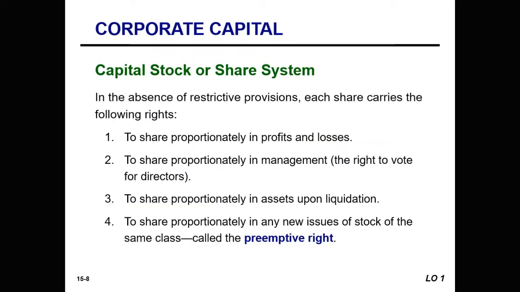Now we're going to move forward to kind of talk a little bit about the capital stock or the share system. In the absence of any restrictive provisions, each share carries these specific rights: to share proportionally in profits and losses, to share proportionally in management, to share proportionally in assets upon liquidation, and to share proportionally in any new issues of stock of the same class. This is called the preemptive right.